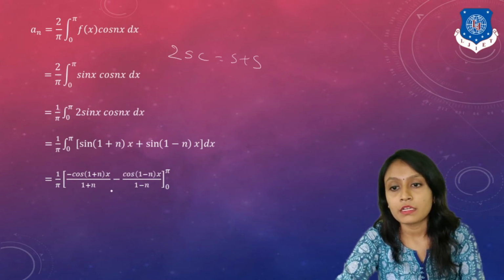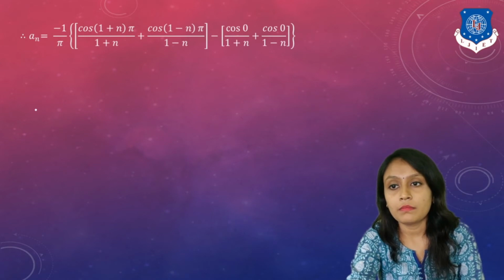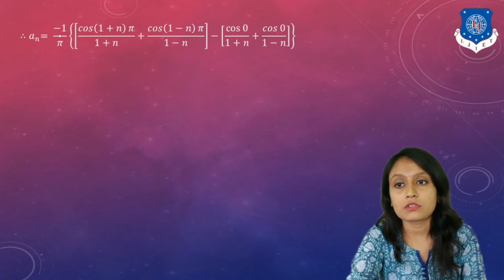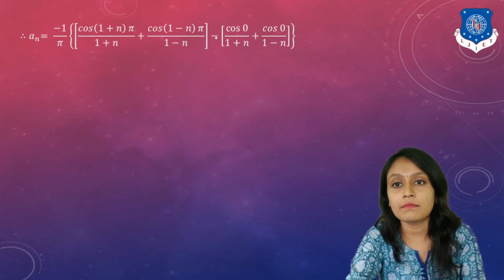So apply the limit. You will get 1 upon pi, and I have taken minus common, so here we have minus 1 upon pi. And in place of x everywhere, firstly I have written pi, minus the lower limit. So here we have this term.